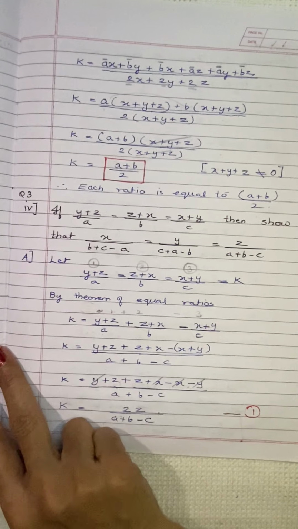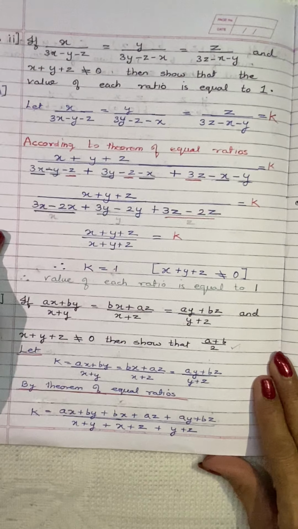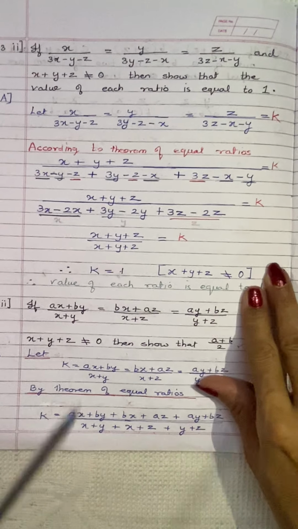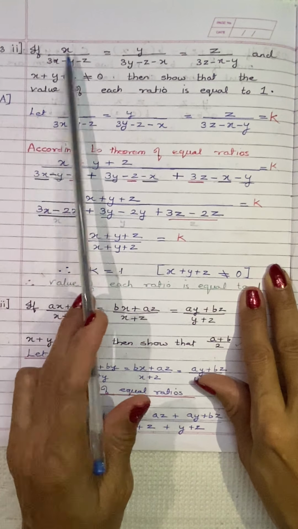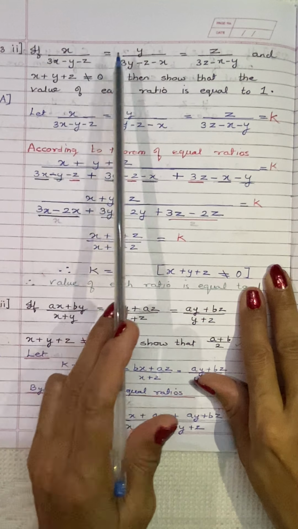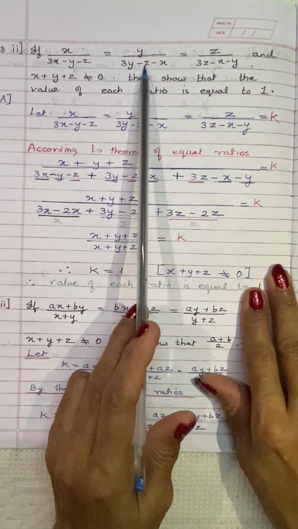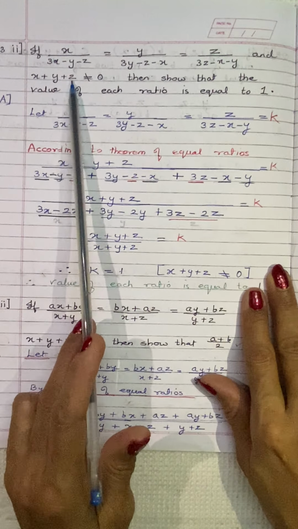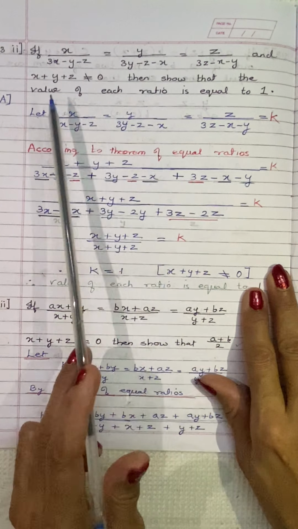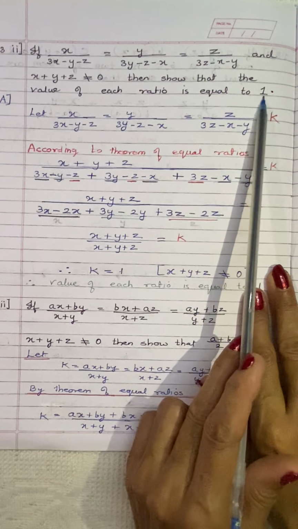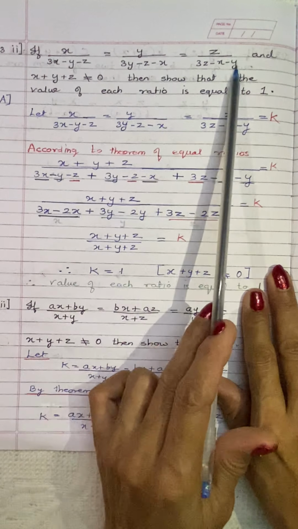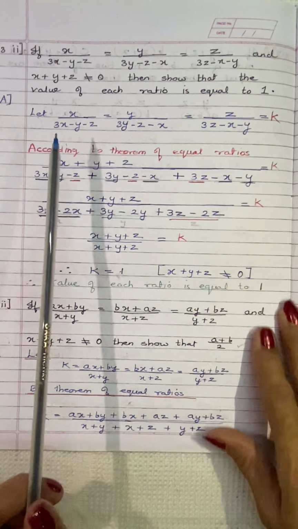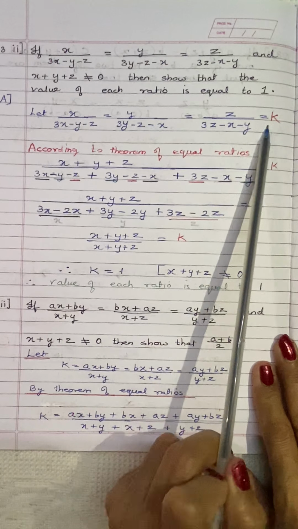Come to the next sub question 3. Question 3 sub question 2, if x upon 3x minus y minus z is equal to y upon 3y minus z minus x is equal to z upon 3z minus x minus y, and x plus y plus z is not equal to 0, then show that the value of each ratio is equal to 1. Now we have to prove that when we solve this we get each expression's value as 1. So let's see how we can do it. So let the given expression be k.